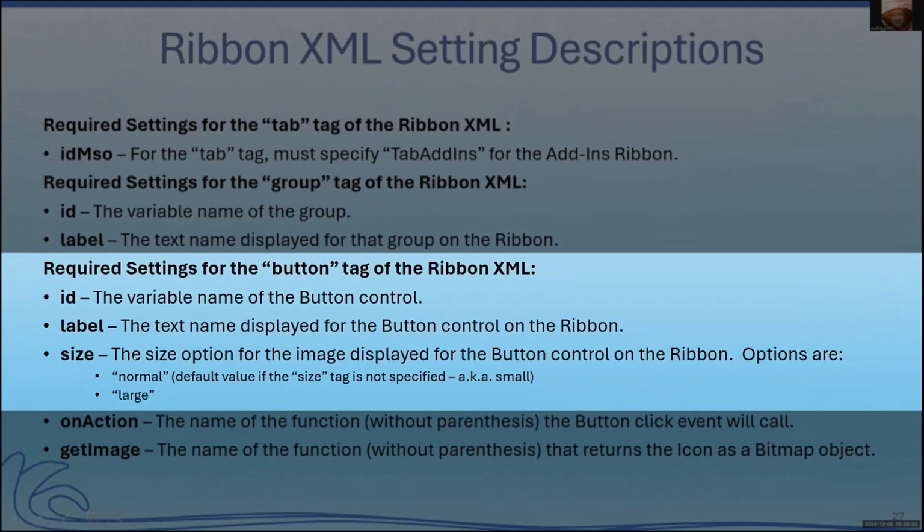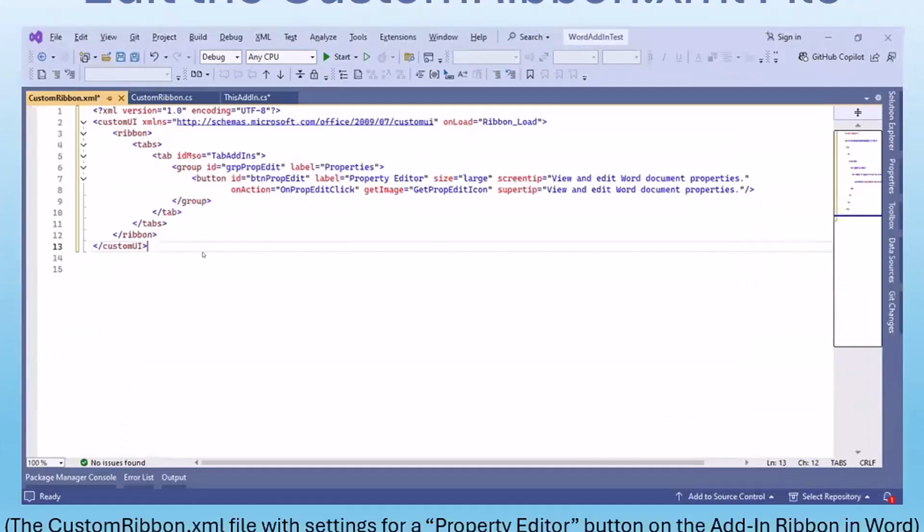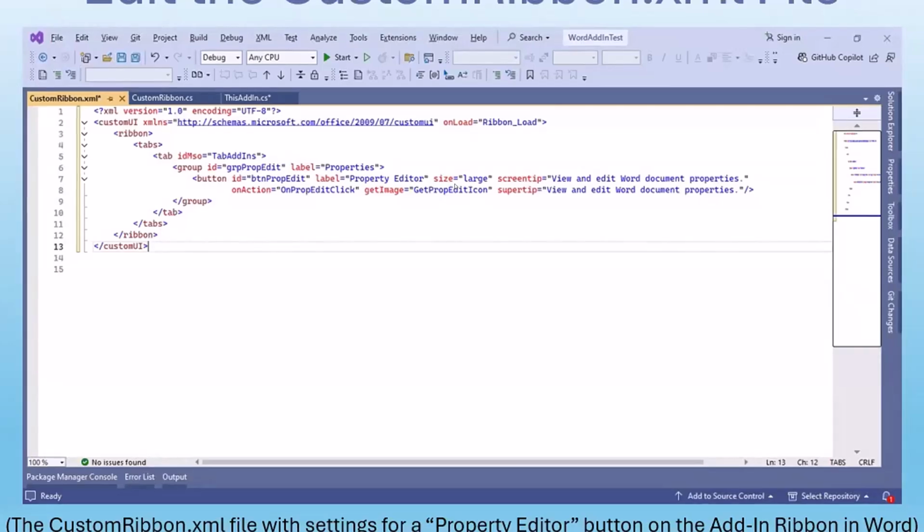Then there's the size option. One of the nice things about doing our own custom ribbon here is we can have the large icons. So the normal size is the small ones. They call it normal. And that's the default value in the size tag. And if you don't specify the size tag, it'll be a small one. But in this case, we want a nice large icon. So you can see that our size attribute equals large here in the button XML.